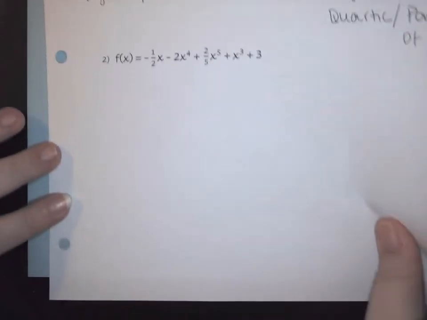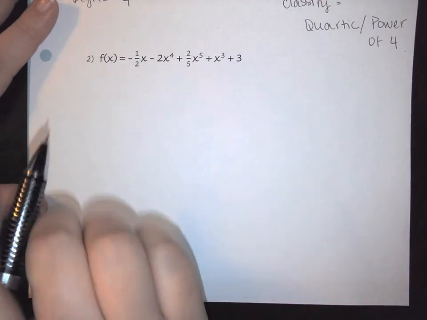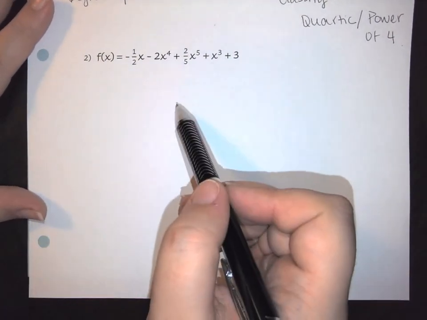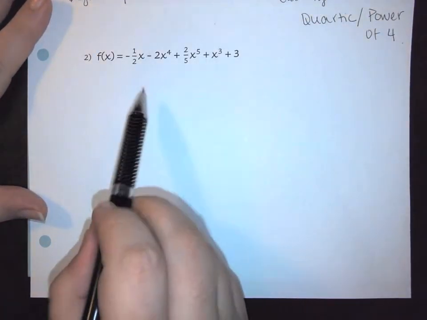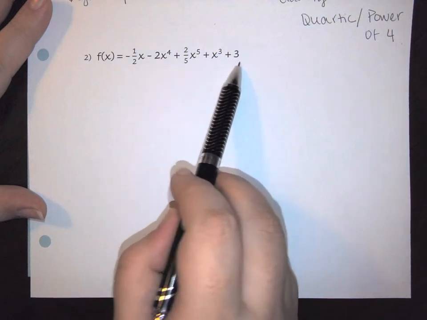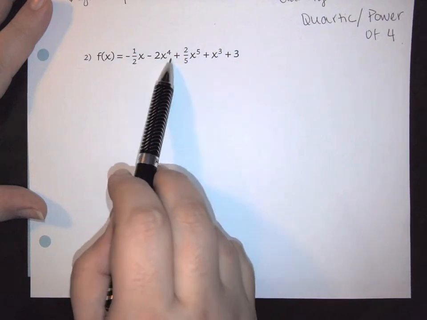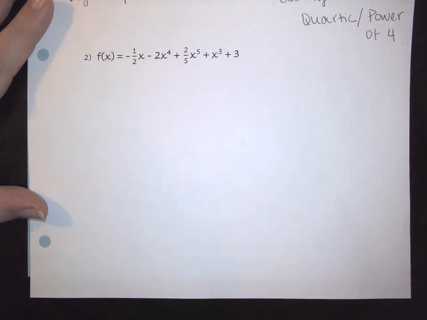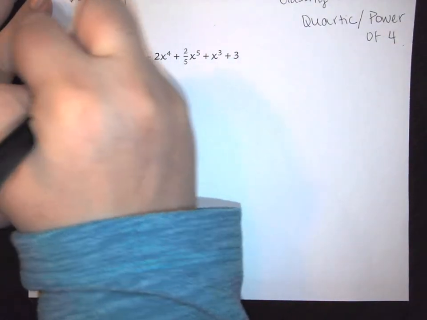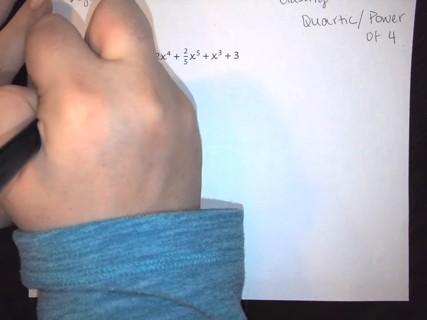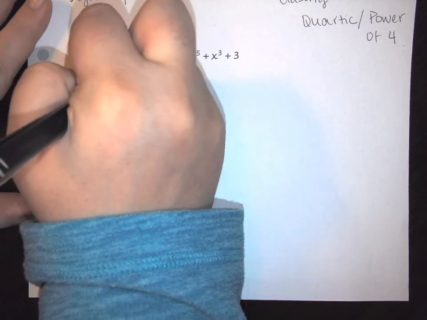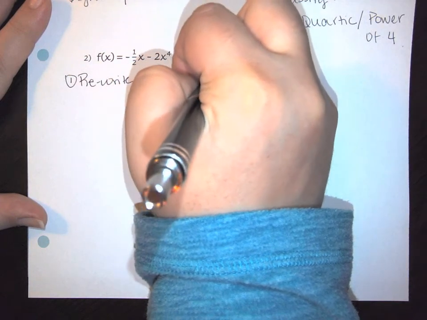Alright, let's take a look at this next and last example. So here, again, the first thing we always want to do is make sure that we are in descending order. And if you look at this one, notice we aren't. I have first power, fourth power, fifth power, third power, constant. So the first thing I need to do is rewrite it into descending order.